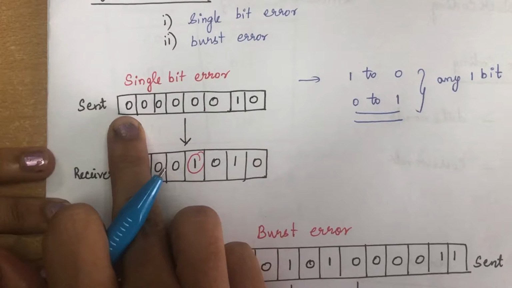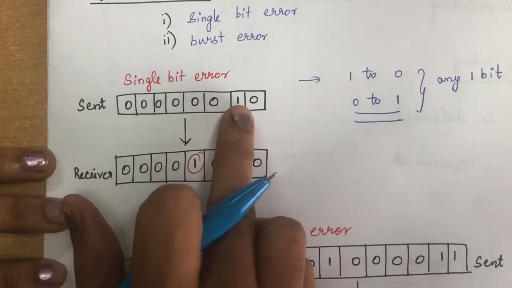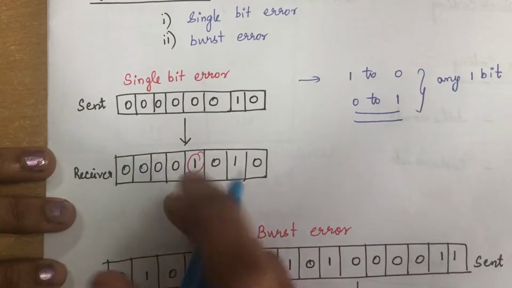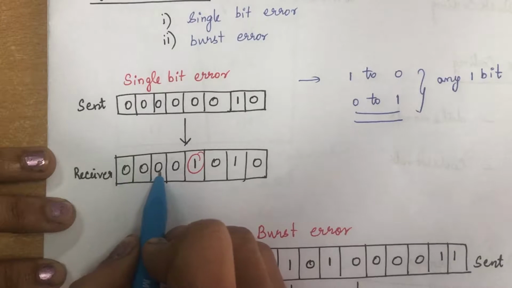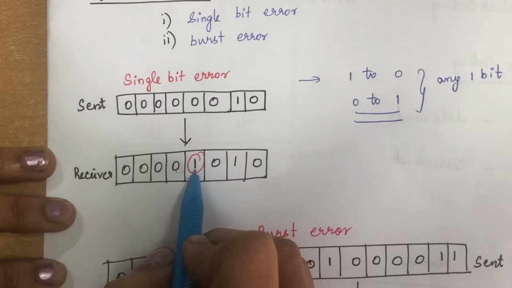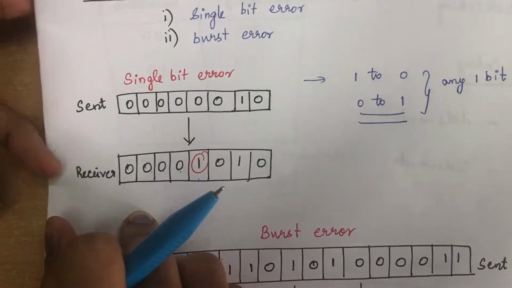So if we send data like 0, 0, 0, 0, 0, 0, 1, 0, and during the transmission an error occurs, we get the data like this, where instead of 0 the bit has been changed to 1. This type of error is called a single bit error.